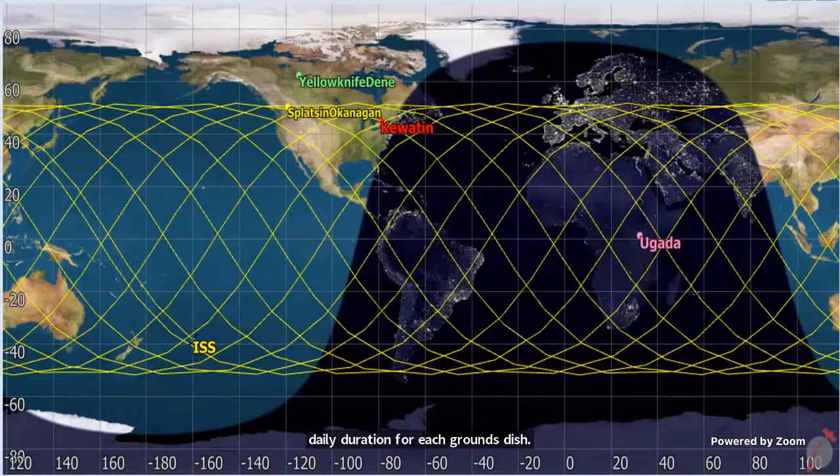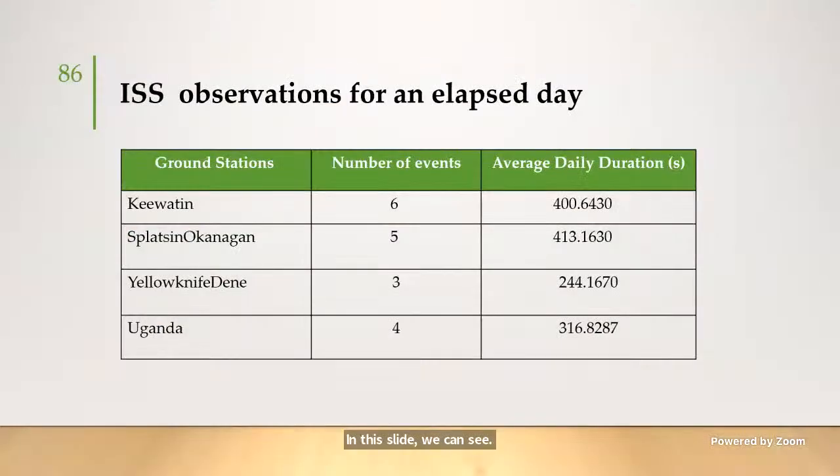In this slide, we can see International Space Station orbit path over the chosen countries. ISS observations for an elapsed day. The first ground station will connect to the satellite 6 times per day, the second 5 times per day, the third 3 times per day, and the Uganda ground station 4 times per day. So we can deduce that Northern Canada ground stations will connect to the satellite 14 times per day. And the last column also is the average daily duration for each ground station.